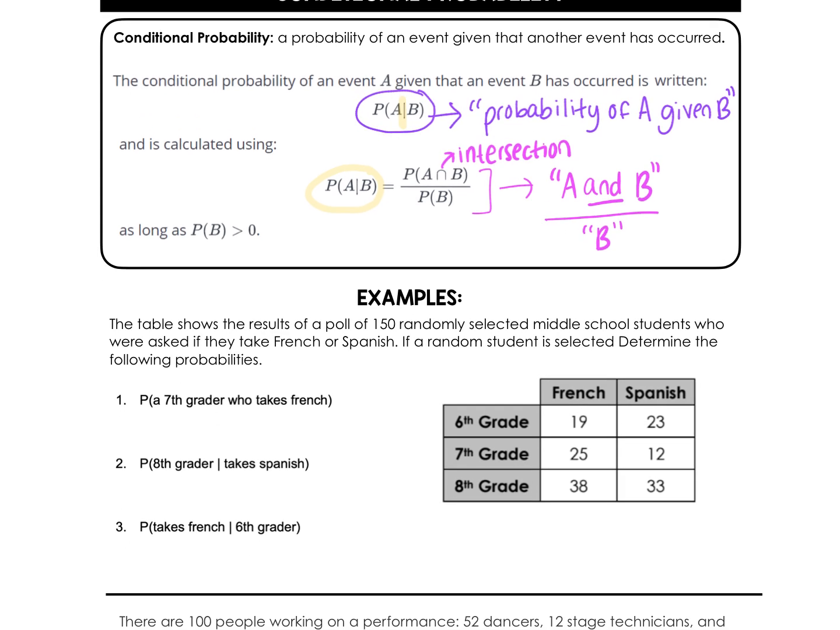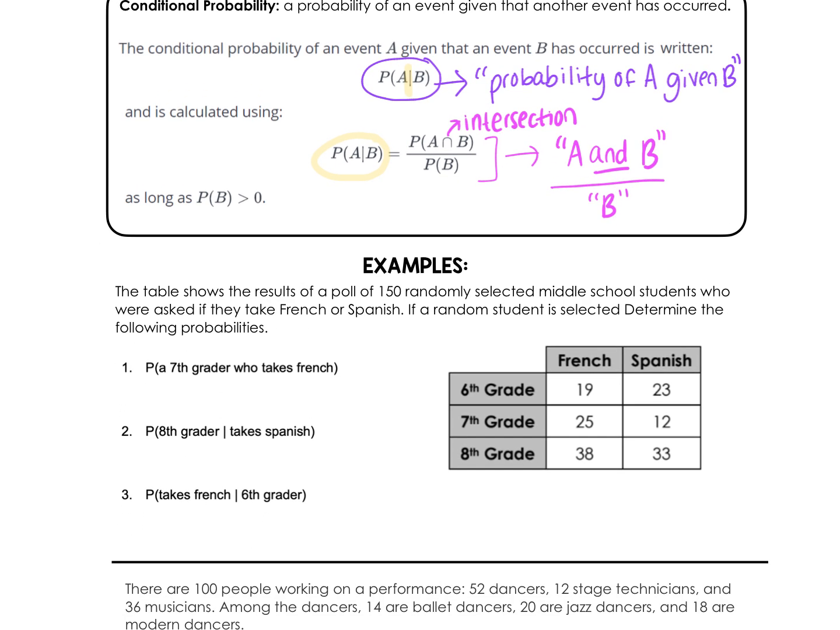This one says it's a table showing the results of a poll of 150 randomly selected middle school students who were asked if they take French or Spanish. If a random student is selected, determine the following probabilities. Usually when I see these two-way tables, I think it's a good idea to calculate the totals because they'll probably be helpful. If you add the whole French column, this whole column is going to add up to 82. If we add the whole Spanish column, this whole column is going to add to 68. Let's add the rows as well.